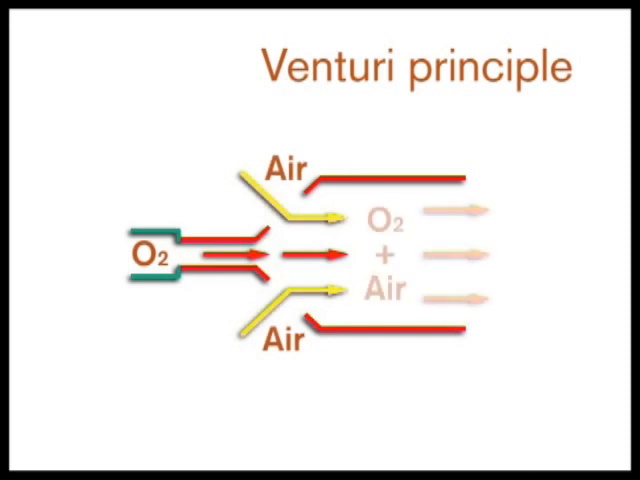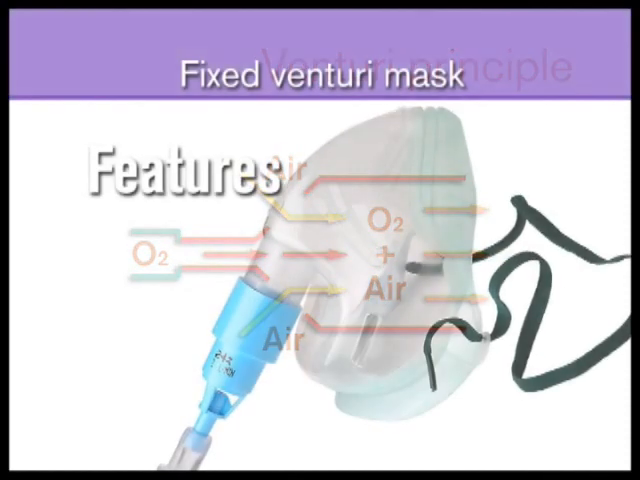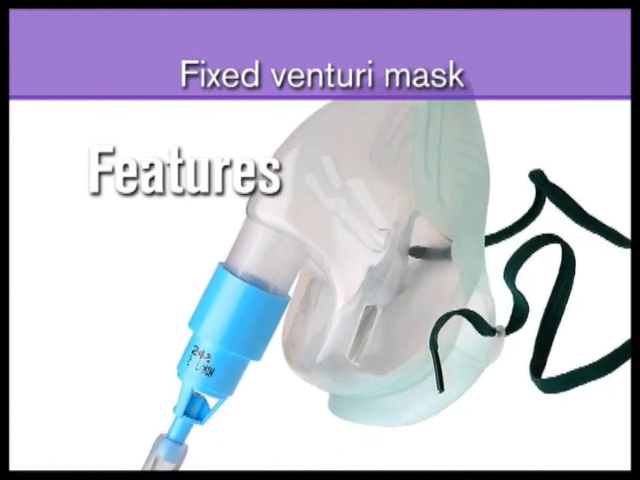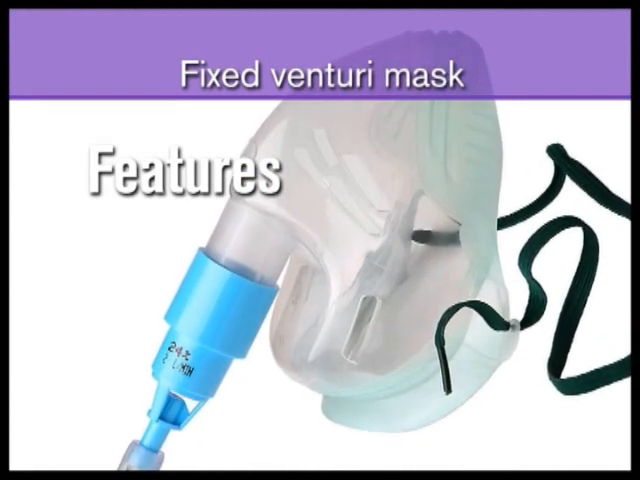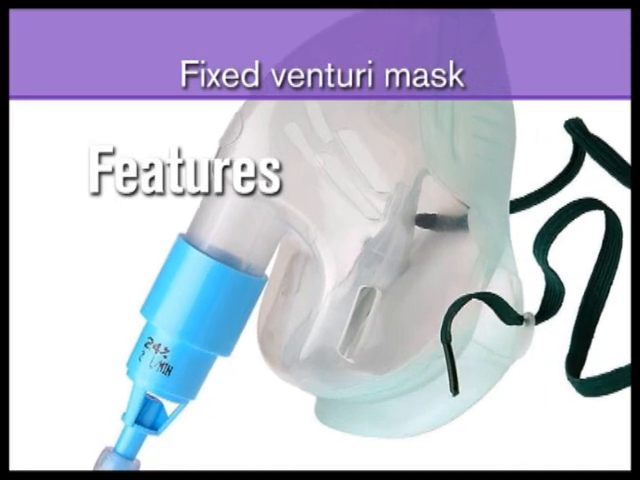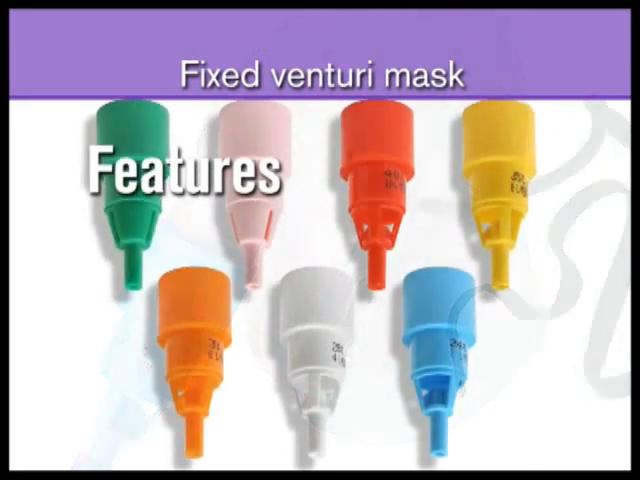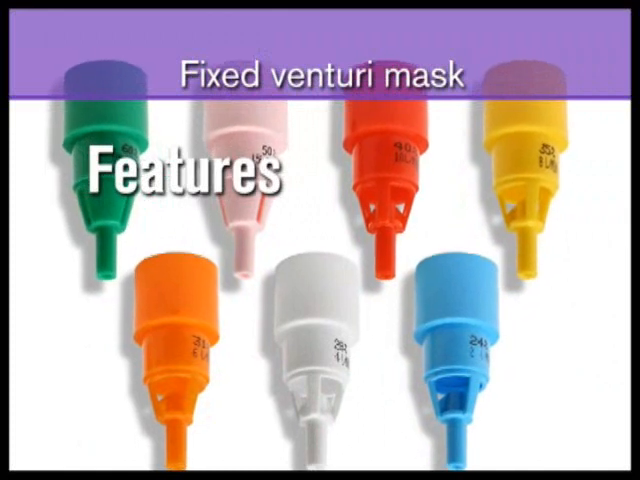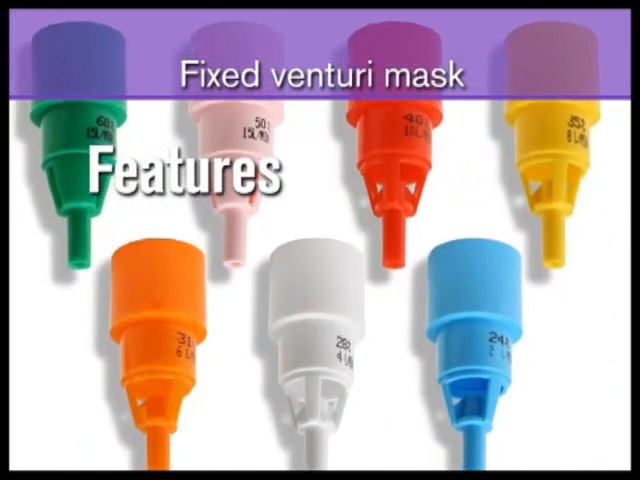High-flow devices maintain a constant delivery of inspired oxygen concentration throughout the respiratory cycle. Masks are available which deliver a single concentration of oxygen, for example 24%. These are also available with interchangeable colour-coded Venturi valves for different concentrations.